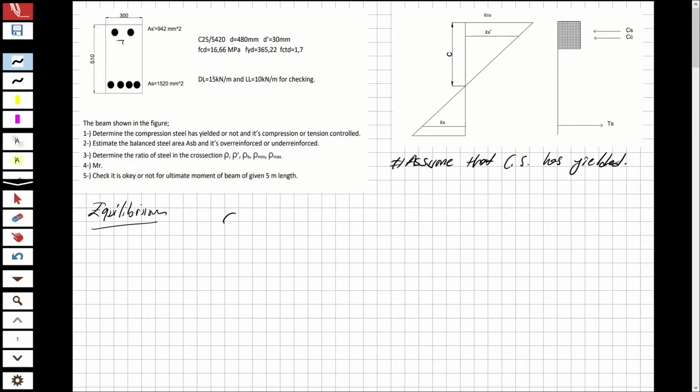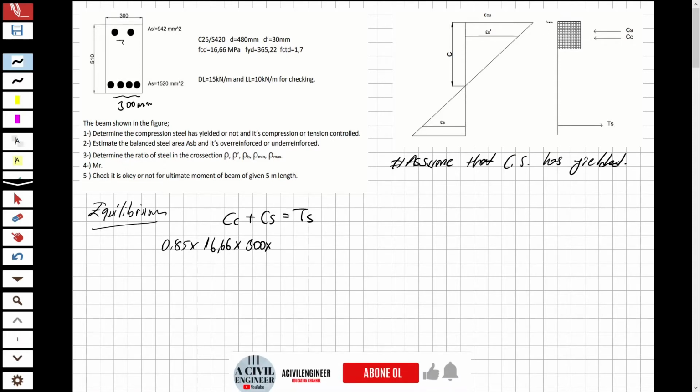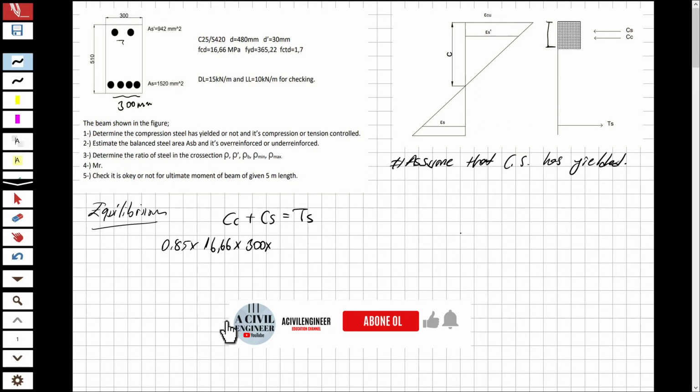The equilibrium will be compression concrete plus compression steel equal to tension steel, because we just have these three forces. Compression concrete will be 0.85 multiplied by FCD. What is FCD? 16.66, the design strength of the concrete, multiplied by BW. What is BW? Here it is 300 millimeter. Now you can see I wrote it on top of the cross section, and multiply with A. We don't know what A is. A is here, the depth of effective concrete.